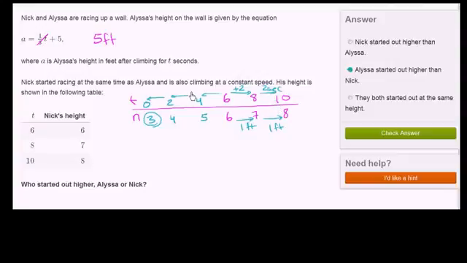Now the other way to do it is set up an equation just like we had for Alyssa and substitute for time equals 0. The way to do that is to recognize that Nick's height as a function of time is also going to be a linear equation, because we know that Nick is climbing at a constant speed. So Nick's height is going to be some slope, some rate of change, essentially his height per second, times time, plus his initial position. So how can we solve for m, the slope, and his initial position?